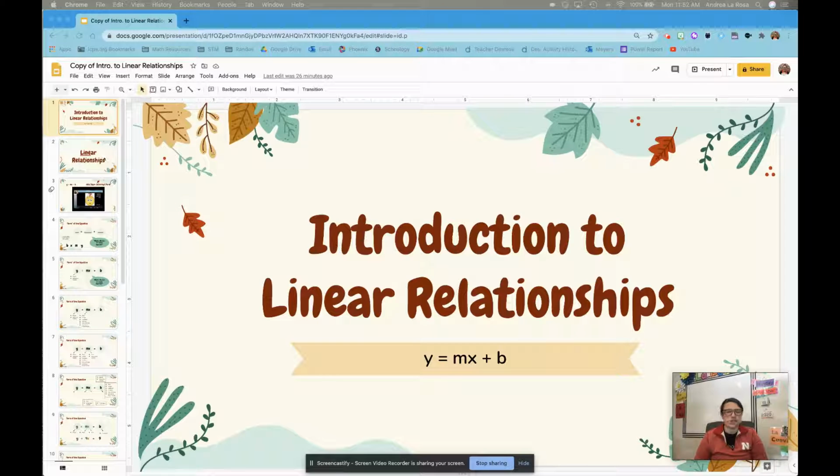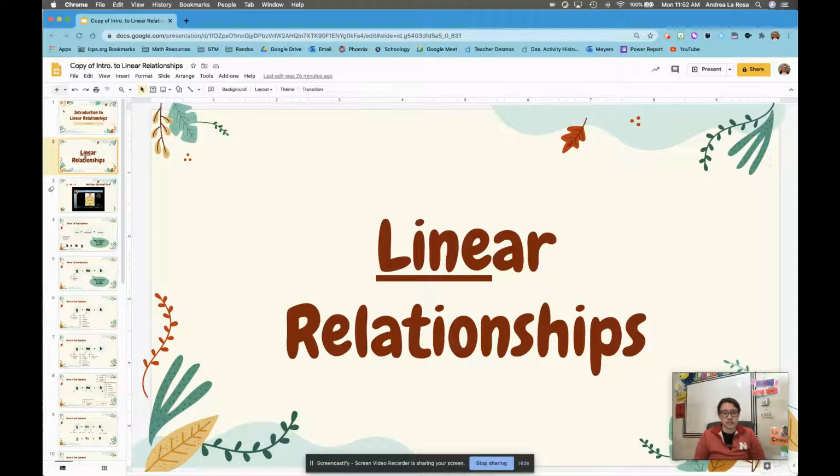All right, so today we are going to start learning about linear relationships. And we've talked about linear relationships before. This isn't the first time. We're just going to take it to the next level. So when I look at that word, linear relationships, those first four letters make the word line. So these relationships, if I graph it, are going to be in a straight line.